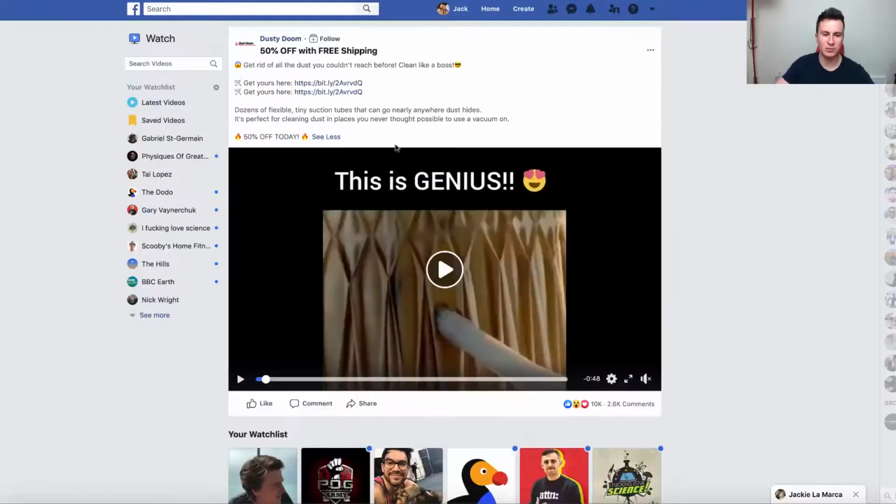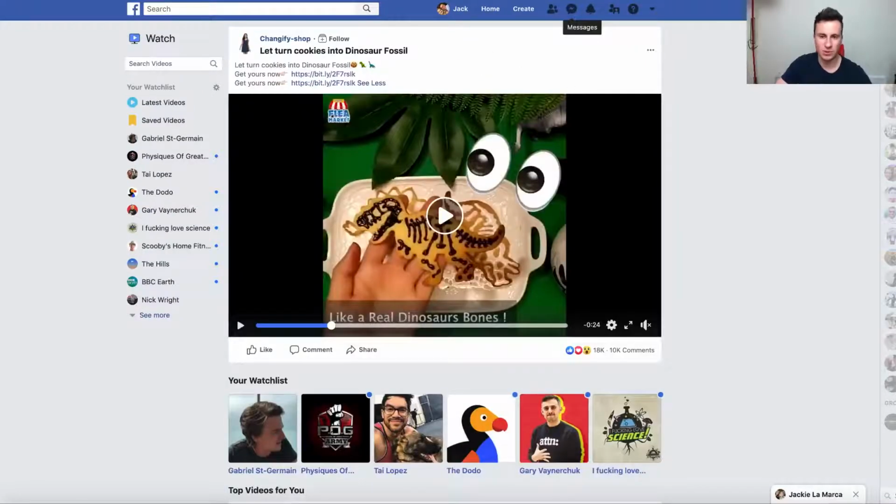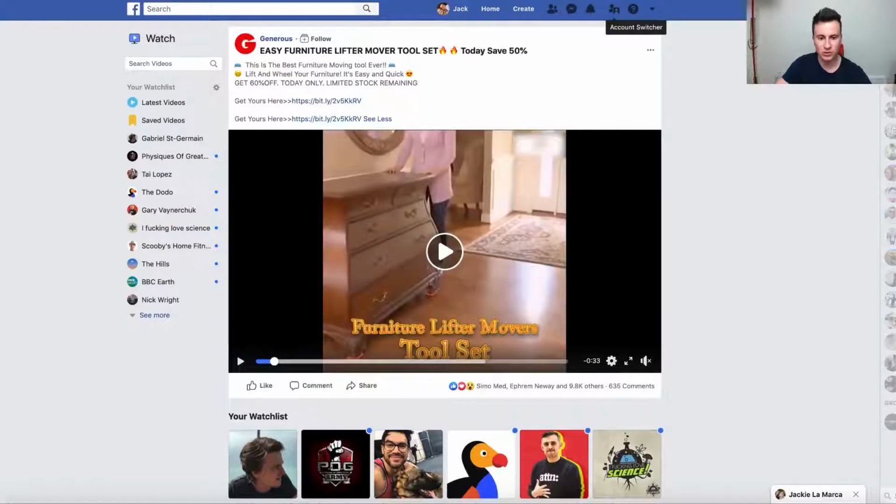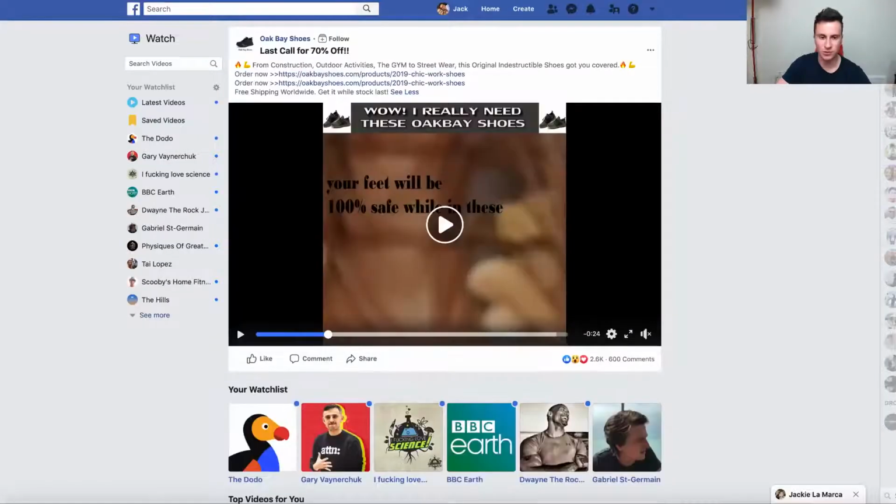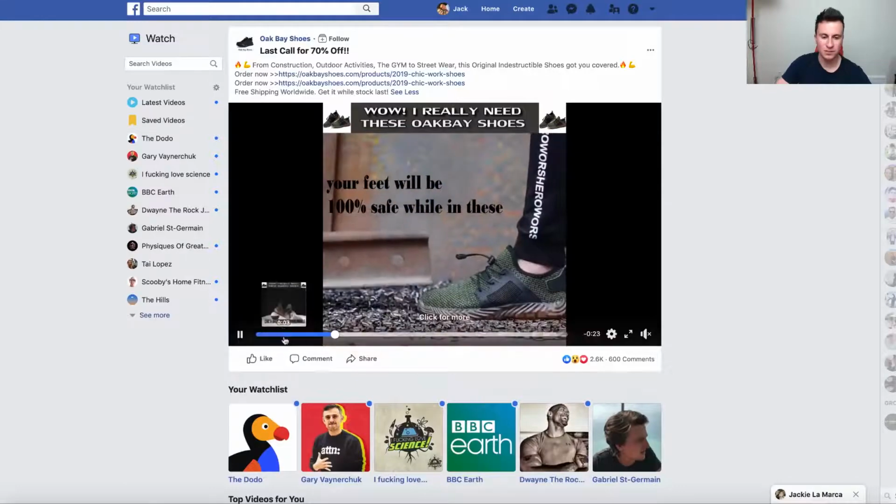With all that being said, hopefully coming around to the way I'm thinking, let's have a look at a couple more. The Dusty Doom, that's quite a popular one. The one I wanted to show you then were the indestructible shoes. So it's these ones here.